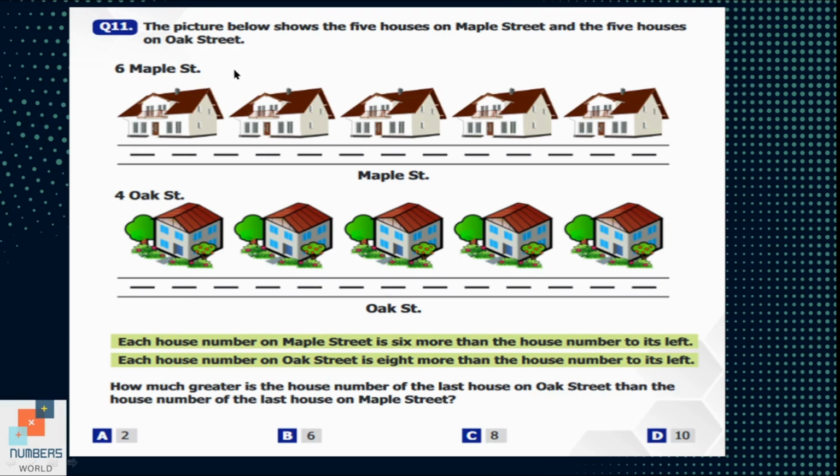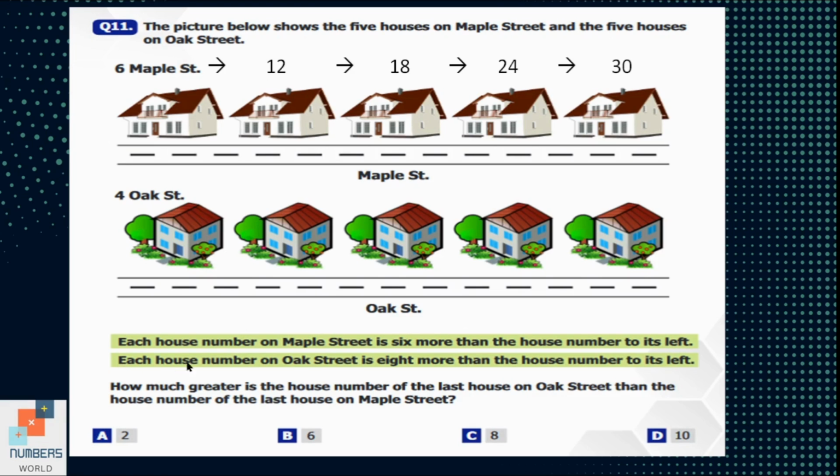Question number 11. The picture below shows the 5 houses on Maple Street and 5 houses on Oak Street. The first statement is each house number on Maple Street is 6 more than the house number to its left. So we can make a pattern here by adding 6 to the number that is at the left. Like the first number is 6, so 6 plus 6 is 12, then 12 plus 6 is equal to 18, 24, and the last house number is 30.